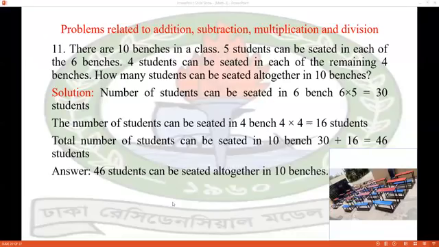Here is the solution. The number of students that can be seated in 6 benches equals 6 multiplied by 5. We find 30 students. The number of students that can be seated in 4 benches equals 4 multiplied by 4, which is 16 students. So the total number of students that can be seated in 10 benches is 30 plus 16, which is 46 students. So 46 students can be seated in 10 benches.